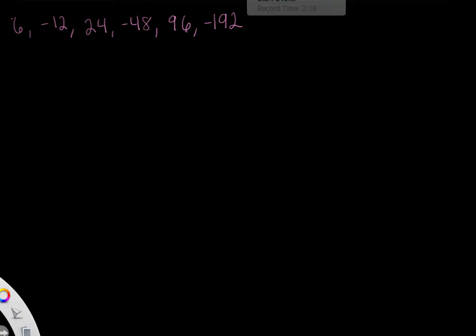Now let's take a look at a sequence with negatives in there. So we have 6, negative 12, positive 24, negative 48, 96, and a negative 192. Same series that we looked at just previously, except now every other term is a negative. So to go from 6 to negative 12, we would multiply by negative 2. Is that the same ratio to go from negative 12 to a positive 24? Is negative 2 times a negative 12 a positive 24? Yes. So our common ratio is a negative 2.